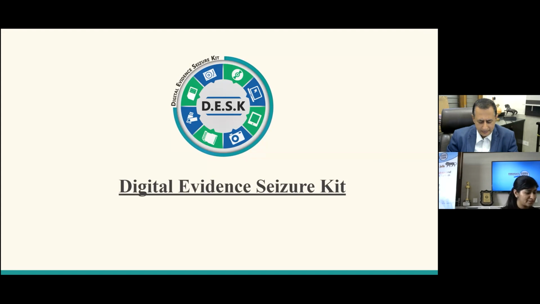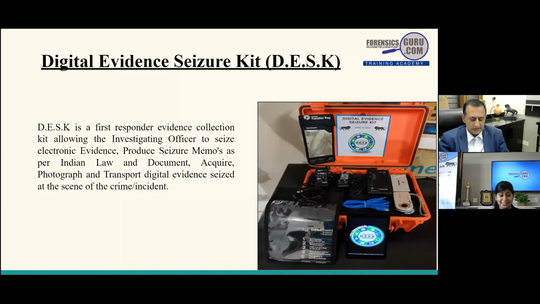So the name of this digital evidence seizure kit is DISK. This is DISK. So DISK ये seizure kit है जो first responder carry करता है to the crime scene or the incident location in order to collect digital evidence from the crime scene. And the seizure memo which is given in this DISK is acceptable as per Indian law. So I'll show you how exactly the seizure memo is available in this DISK seizure kit, and how we collect data by using this particular evidence seizure kit.